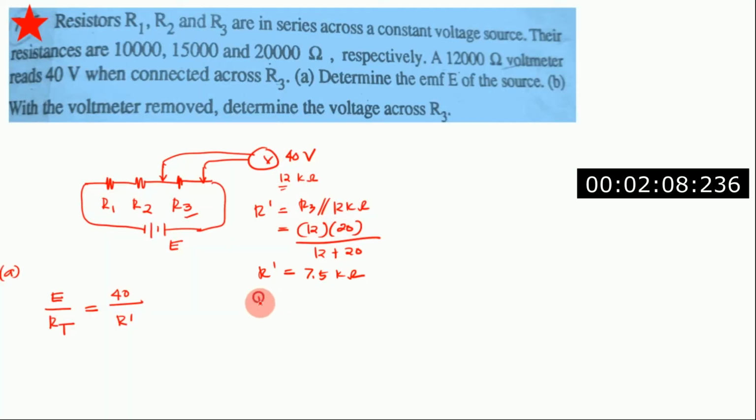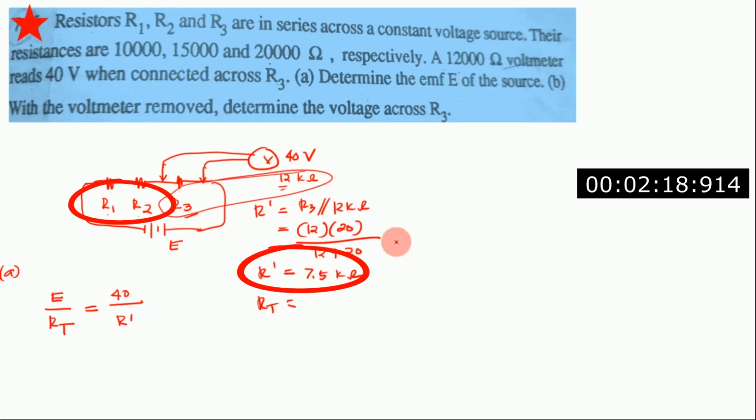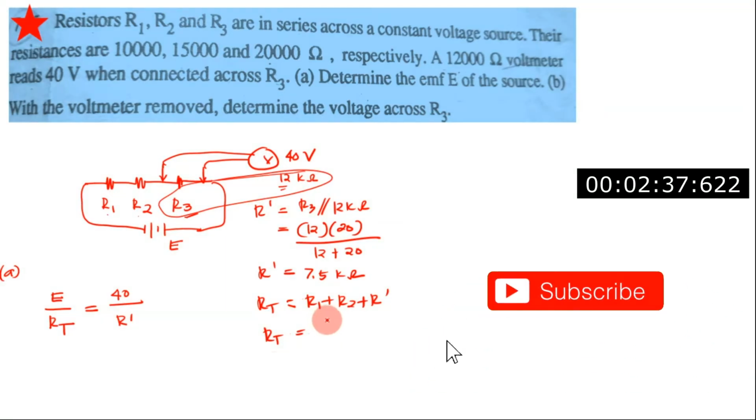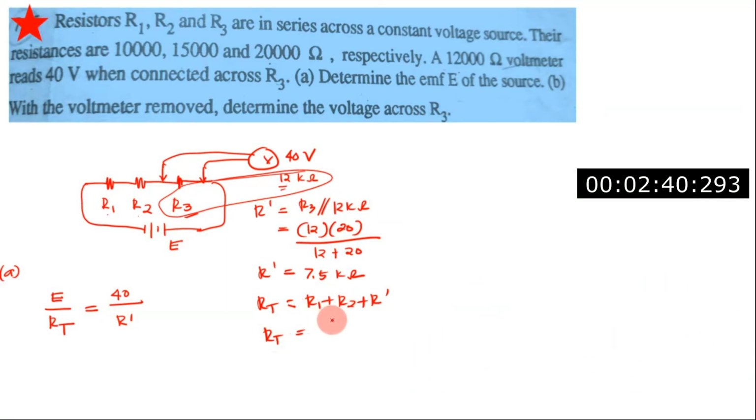Now for RT, the total resistance, that will be the addition of R1 plus R2 and R prime, the parallel of R3 and the voltmeter. R1 is 10, R2 is 15, and R prime is 7.5. So RT is R1 plus R2, which is 25, plus 7.5 kilo ohms. So it will give you 32.5 kilo ohms.